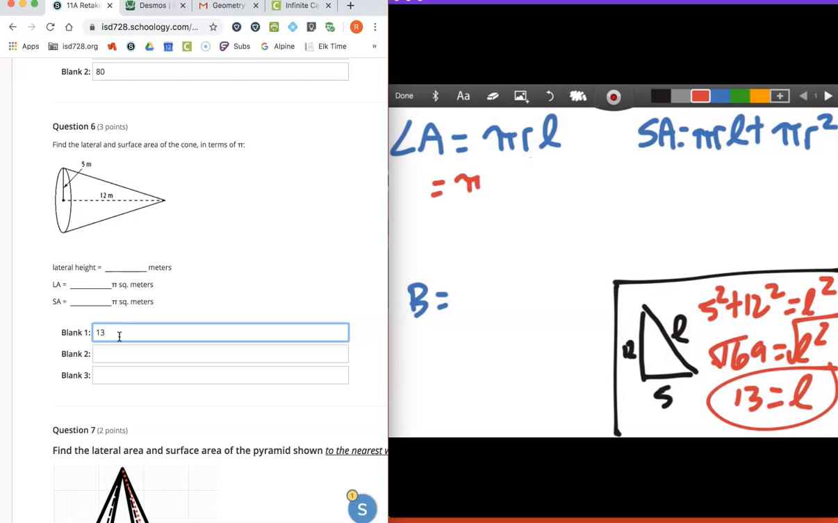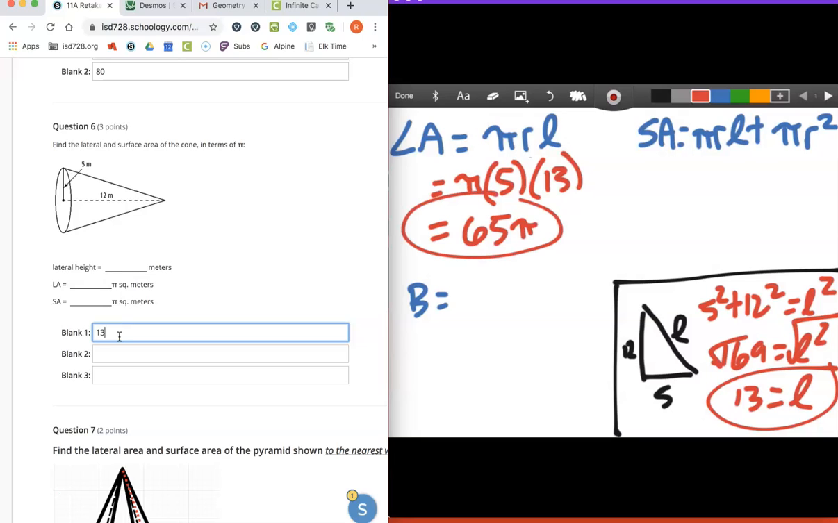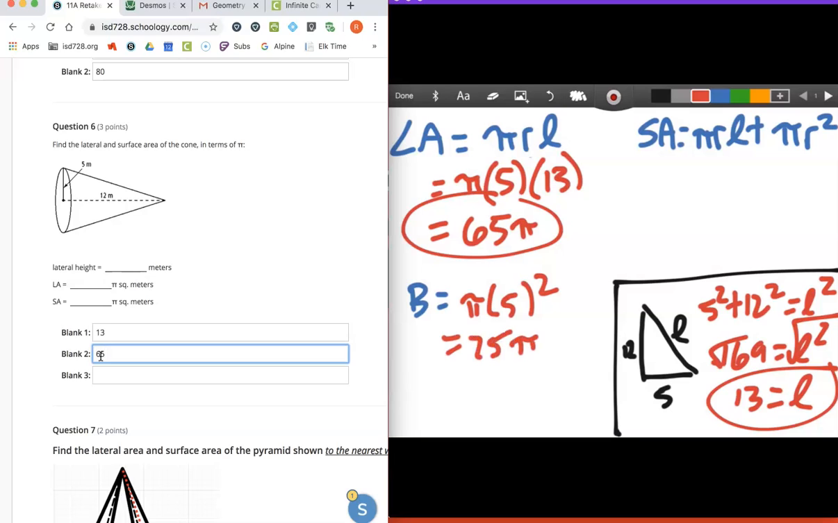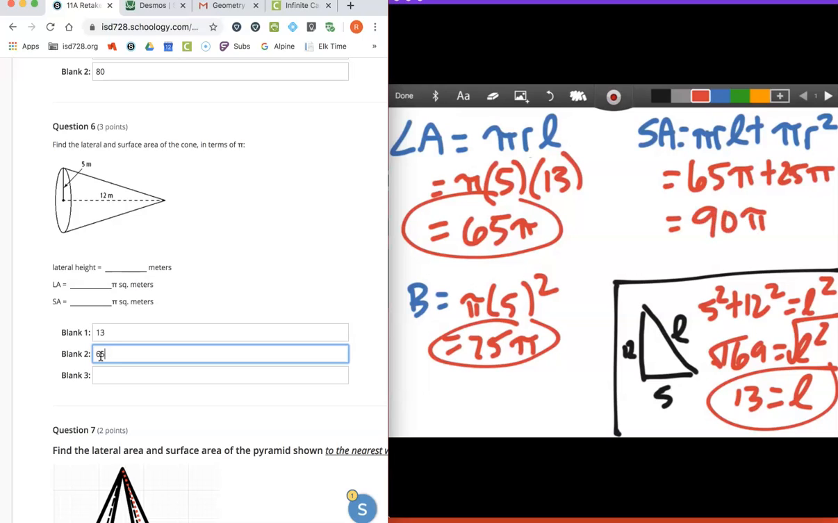R is 5 again. So we have 5 times 13 times pi, which is 65 pi square meters for LA. And then we're adding one base onto that, pi times 5 squared, or 25 pi. We're adding those two things together, 65 pi plus 25 pi, which should give us 90. So this is 90 pi for our final answer.